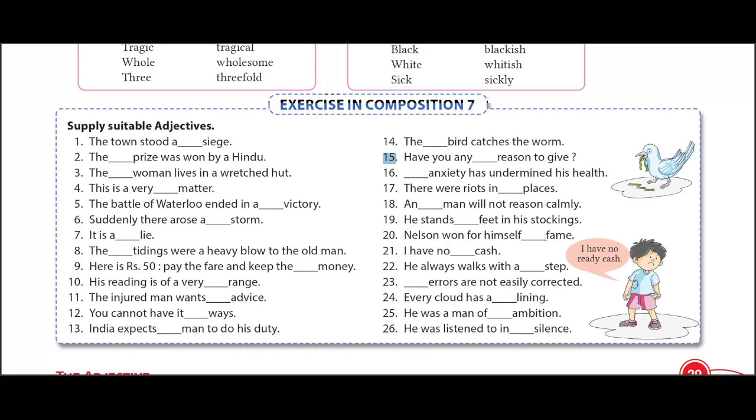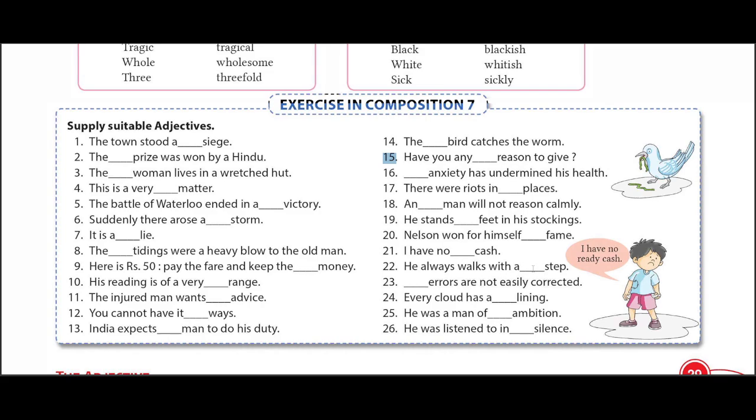Nelson won for himself dash fame, immortal fame. I have no cash. I have no dash cash. I have no liquid cash. I have no ready cash. I have no available cash, disposable cash. I have no spare cash.